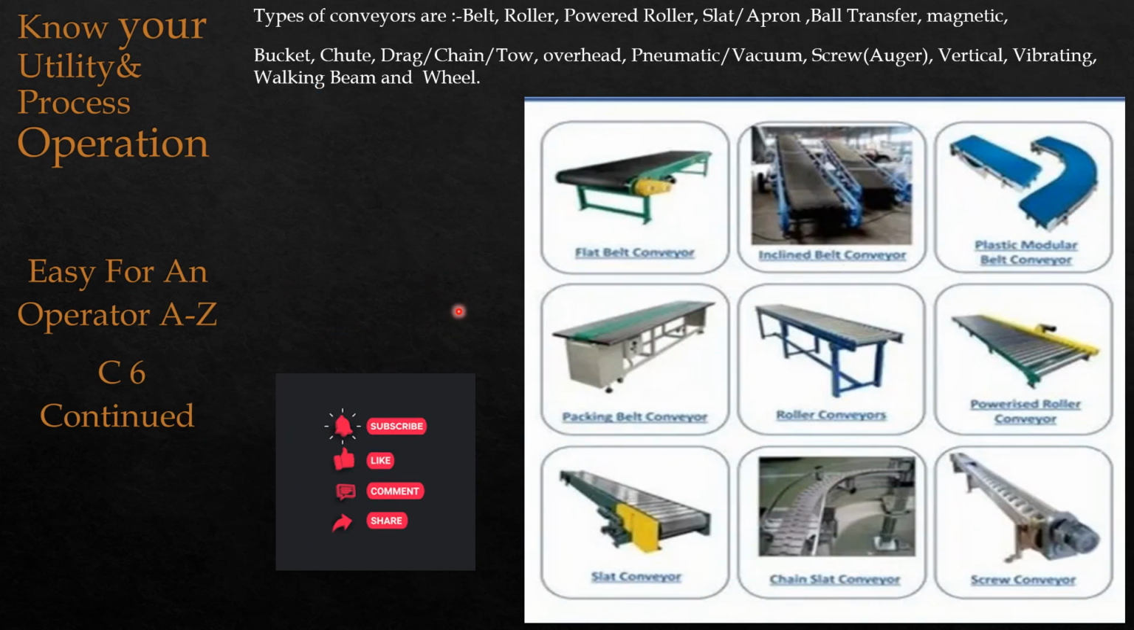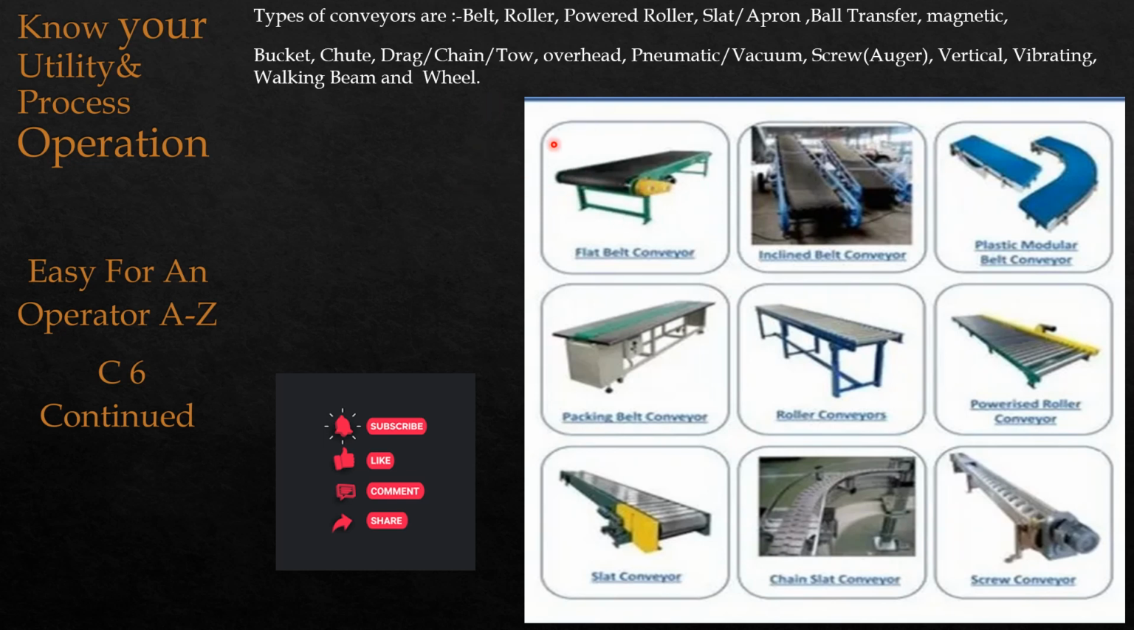In this slide, we'll see some important types of conveyors, then the schematic diagram of some conveyors. Types of conveyors are belt type, roller, powered roller, slat type, apron type, ball transfer, magnetic, bucket, tube type, drag chain, tow, overhead, pneumatic, vacuum, screw, hanger, vertical, vibrating, walking beam, and wheel type conveyors.